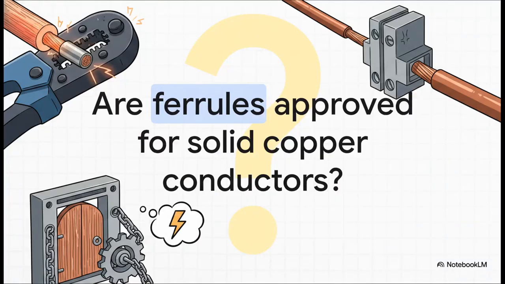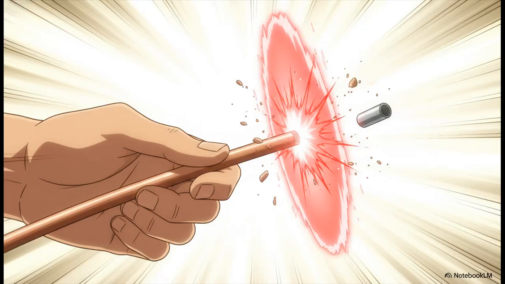Question 2. You are terminating a number 12 AWG solid copper conductor. Which of the following methods is actually approved? A. Using a ferrule, or B. Using a standard connector without a ferrule. Think back to that massive trap we discussed earlier. The correct answer is B. Rule 12-116, Subrule 4, dictates that ferrules shall not be used on solid conductors.